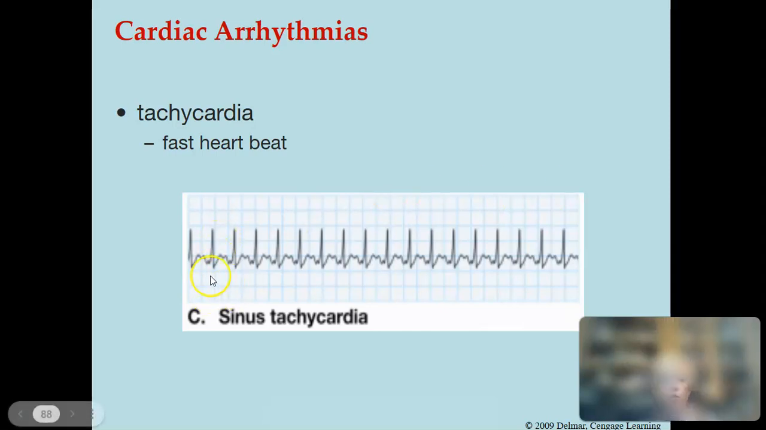So let's count our QRS complexes. 1, 2, 3, 4, 5, 6, 7, 8, 9, 10, 11, 12, 13, 14, 15, 16, 17, 18. 18 times 10 is 180. So this heart rate is 180. Hopefully this is somebody that is running or something like that.